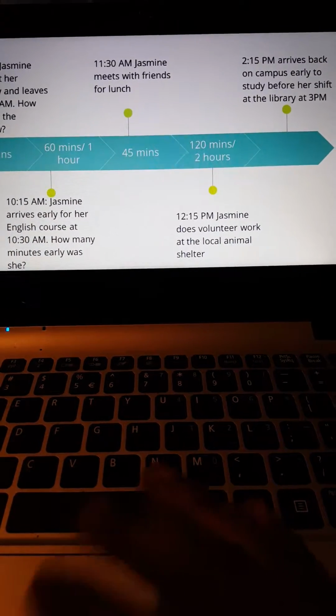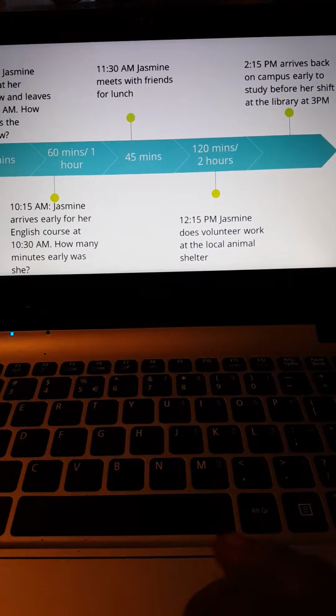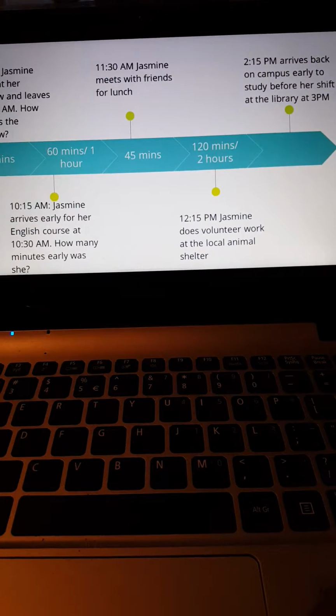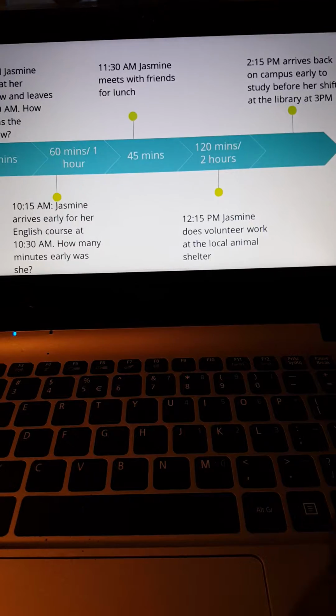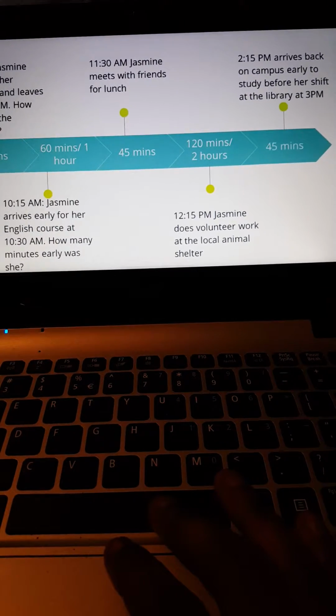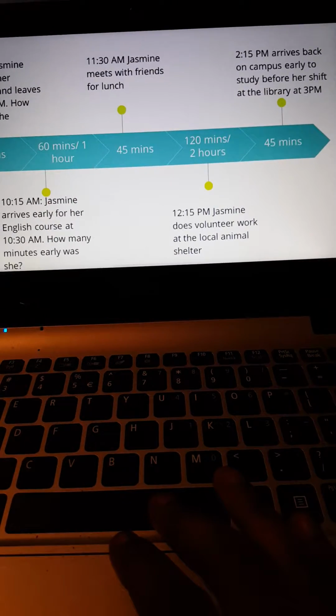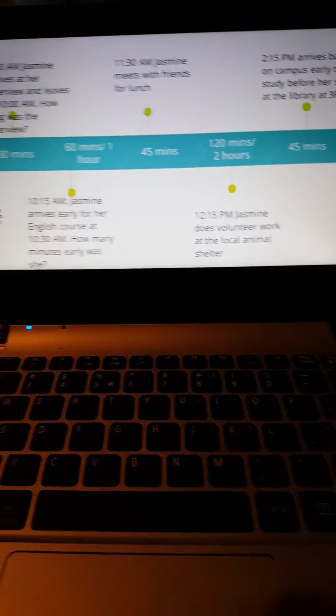which also goes back into the first question. From 12:15 to 2:15, Jasmine was at the volunteer shelter for 2 hours, which is equivalent to 120 minutes. And finally, how much time did she have before her 3 p.m. shift when she arrived at 2:15? It would be 45 minutes.